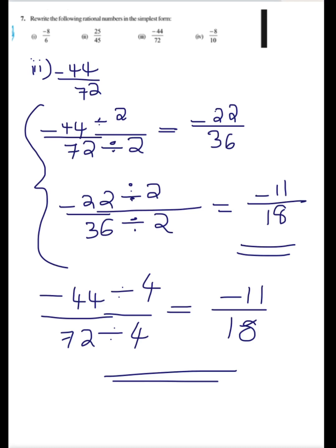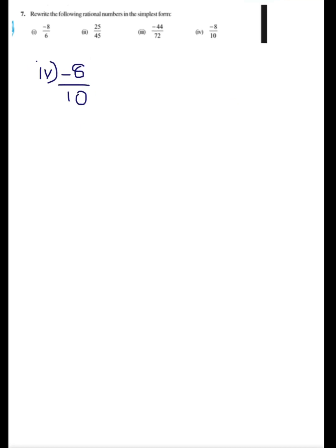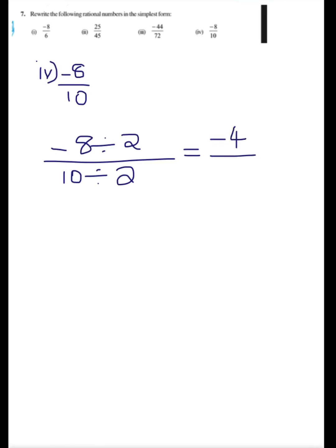Now let's see the fourth question, which is minus 8 by 10. You can see that both 8 and 10 have a common factor 2. So I'm dividing both numerator and denominator by 2. What is minus 8 divided by 2? It's minus 4. Now what about 10 divided by 2? It's 5. So our answer will be minus 4 by 5. This is in its simplest form.